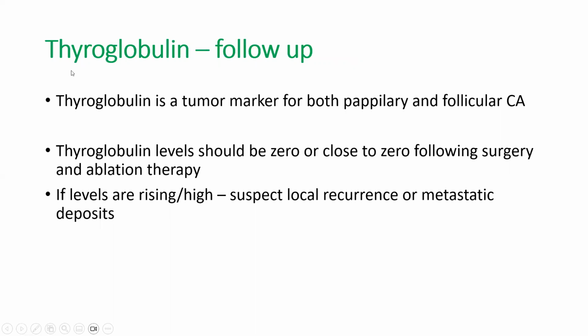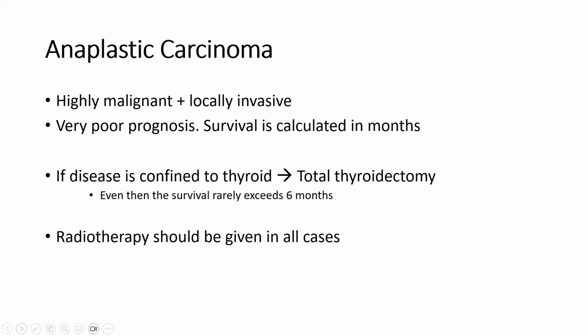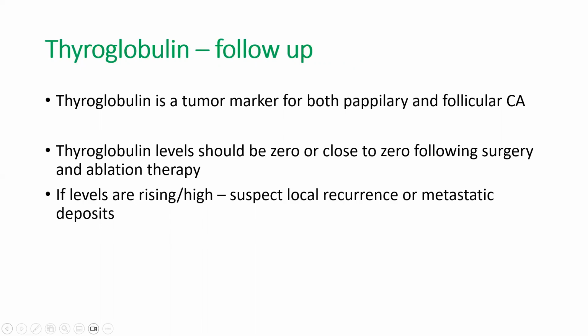Then thyroglobulin is the tumor marker for both papillary and follicular carcinoma, so you can follow it up with thyroglobulin. Ideally, after surgery and radioiodine therapy, the thyroglobulin level should be 0 or near 0. If it's high or increasing, you need to suspect local recurrence or metastatic deposits. So that is it for the management of follicular and papillary carcinoma.